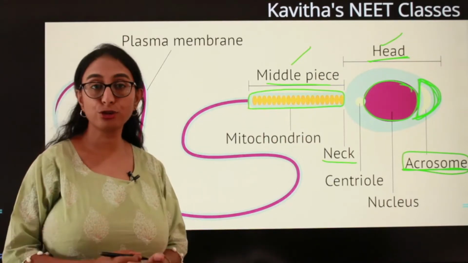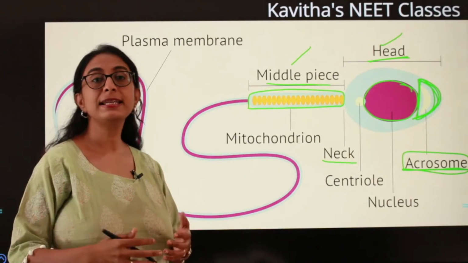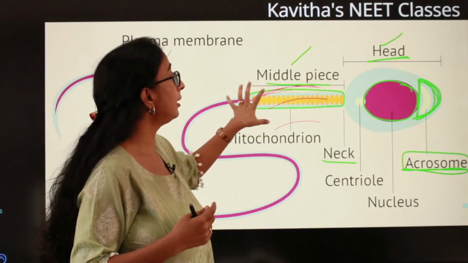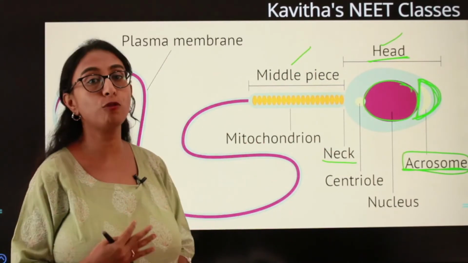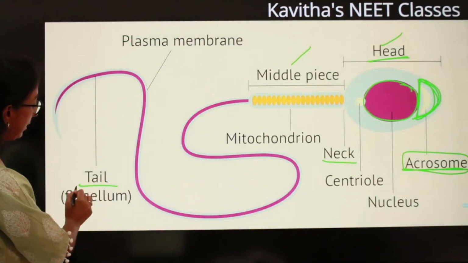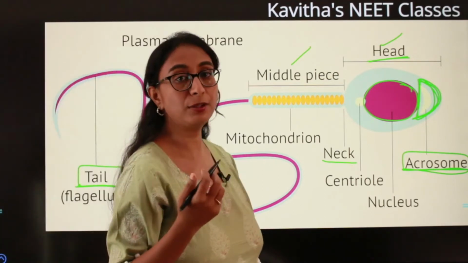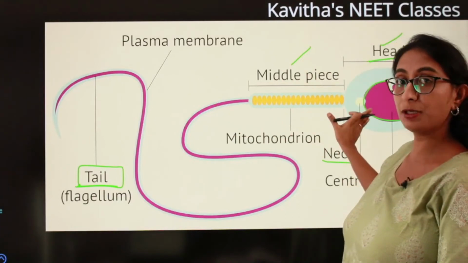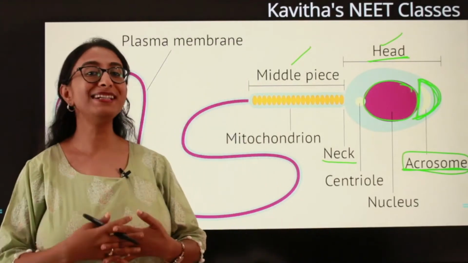The sperm is a microscopic structure and it is capable of motility. What do you mean by motility? Motility means it is capable of movement. So it is this middle piece, which has mitochondria, that provides the energy required for the sperm's motility or movement. Next, after this, is the last region of the sperm, which is the tail, or you can also call it the flagellum. It lies outside of the main body of the sperm, and it is the tail or the flagellum which is responsible for the movement of the sperm.